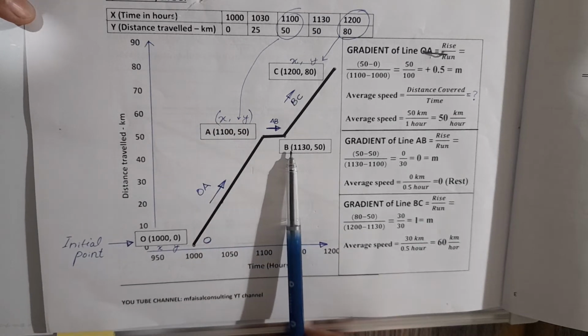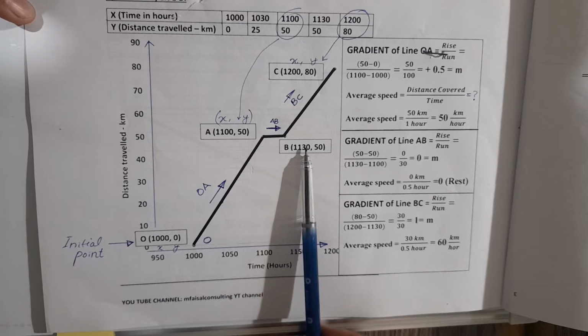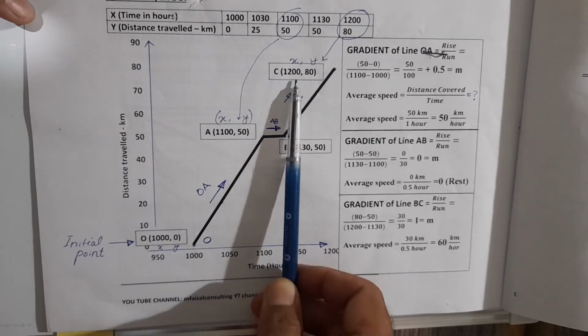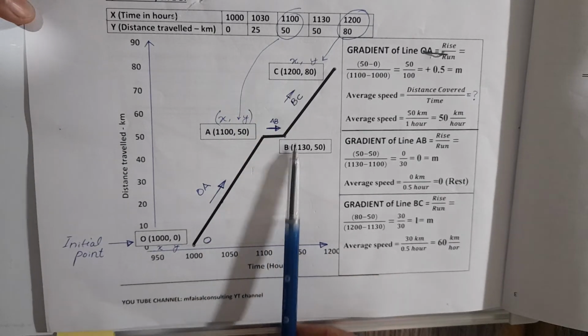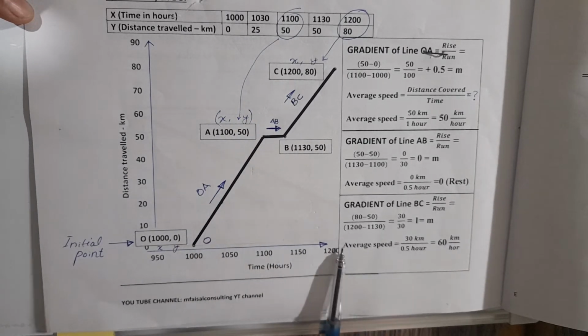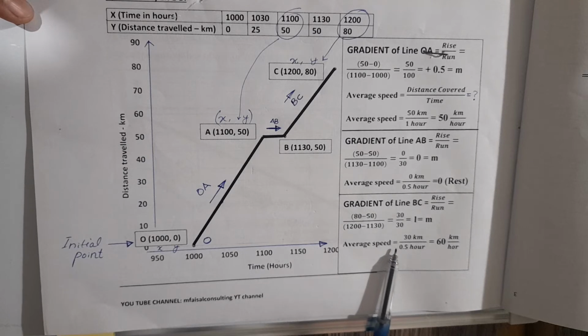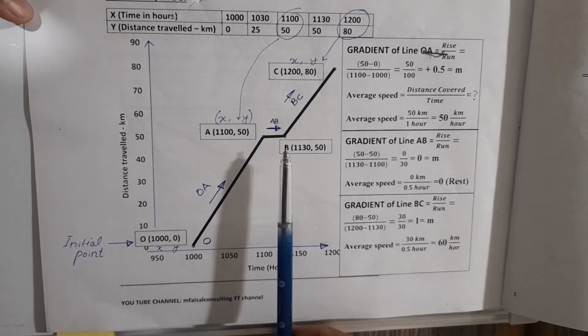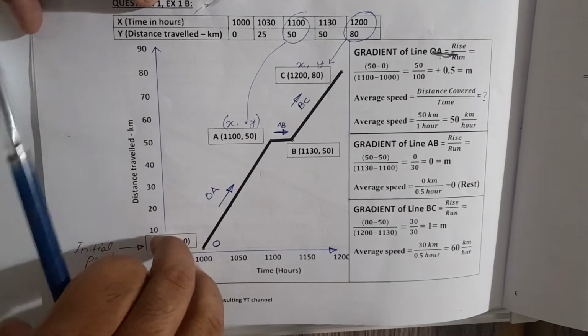Average speed is 30 kilometers divided by 0.5, because on x-axis initial position 1130 hours, final position 1200 hours. So it is 0.5 hour or 30 minutes. So for taking the average speed, we have 30 divided by 0.5 is 60 kilometer per hour. This is the average speed of the traveler.